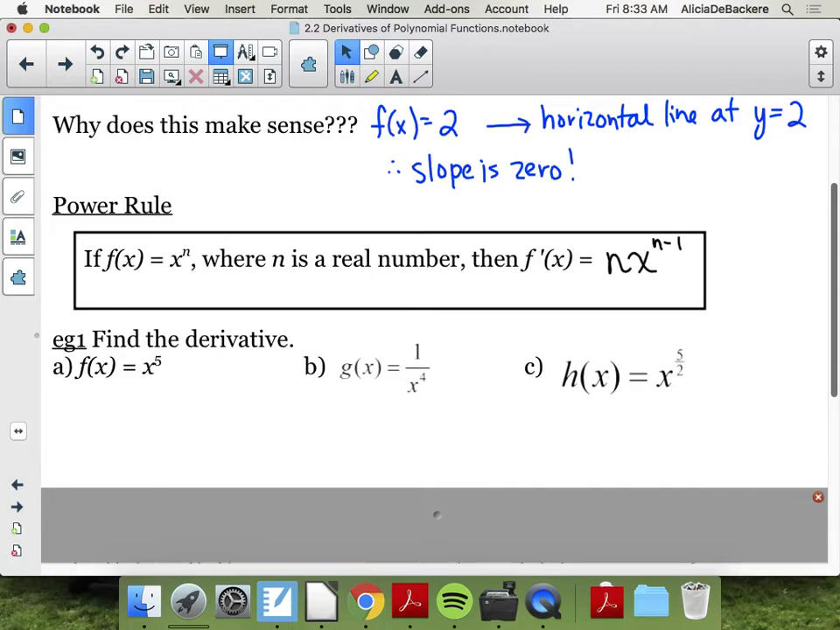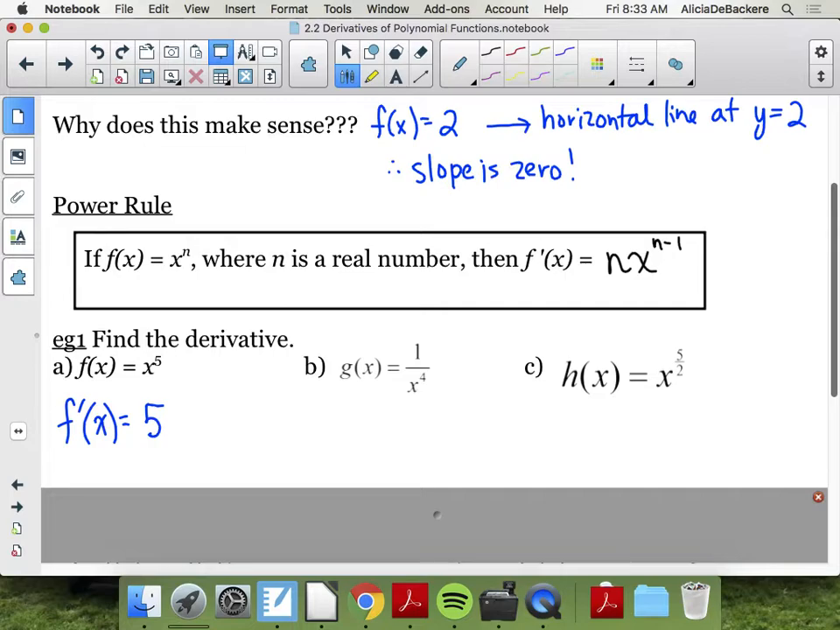So I can use this rule to find the derivative of each of these examples. So for the derivative of f, I'm just changing my notation to say that I am now finding the slope of the tangent instead of the original function. And here I'd bring the exponent out front. So now my coefficient is 5. And then on the x, my exponent becomes 1 less.